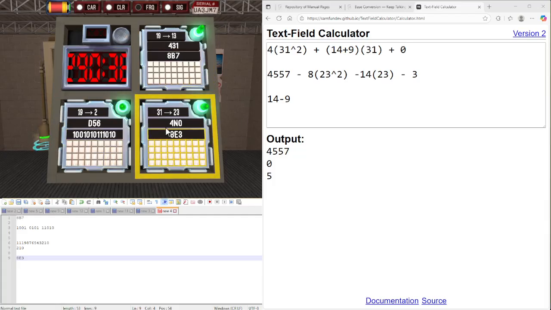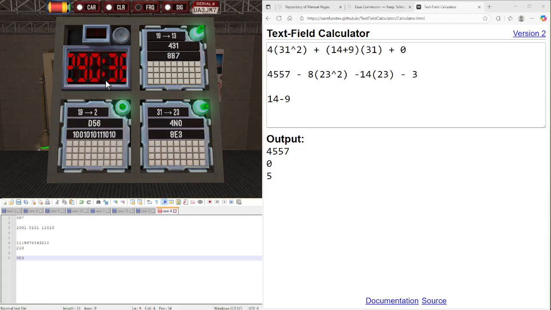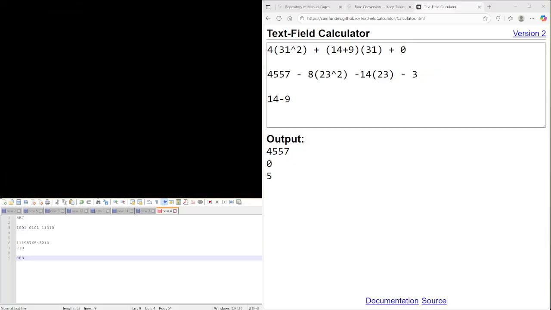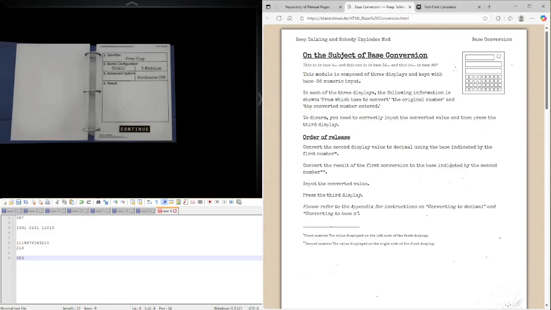Sorry for that little kerfuffle in there. But that was base conversion. Quite a simple module, just test your base conversion. Reminder, there is a mod setting that you can use to change the values that you can use for this module. It starts out, I think, like 2, 4, 6, 8, 12, 16 to base 10, but you can add all the other values in from 2 to 36. Well, those are the ones it supports at the moment.